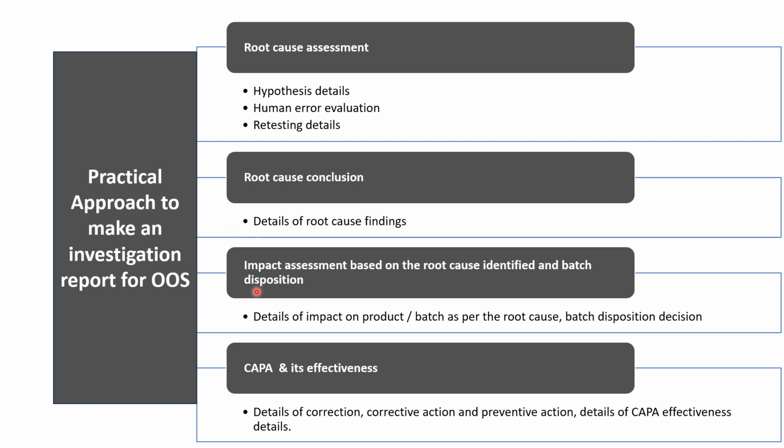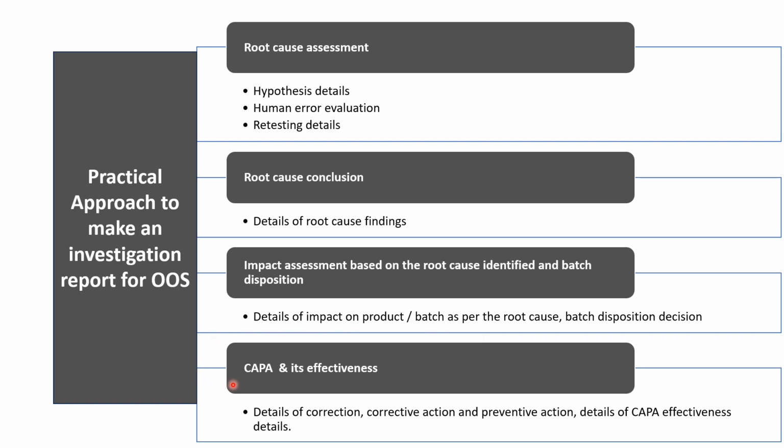Now the next section is impact assessment based on the root cause identified, and batch disposition, right? Here you need to elaborate on the details of impact with respect to the product or batches, right? Since this OOS was observed due to analyst error, there will not be any impact on the batches. In such a way we can elaborate.